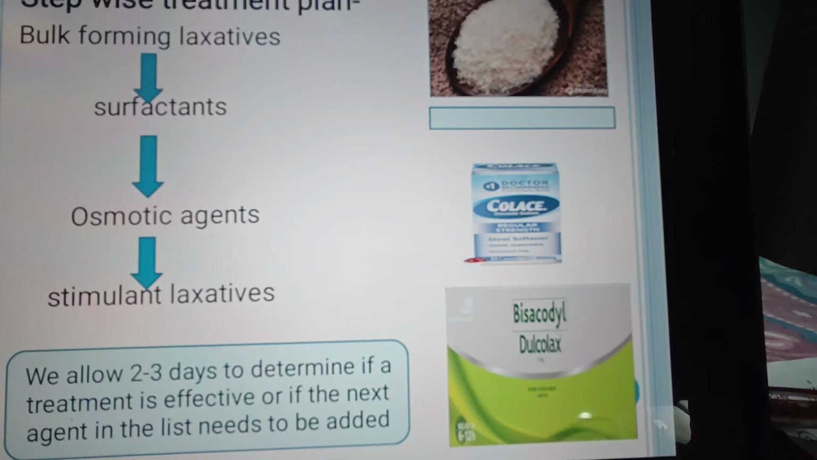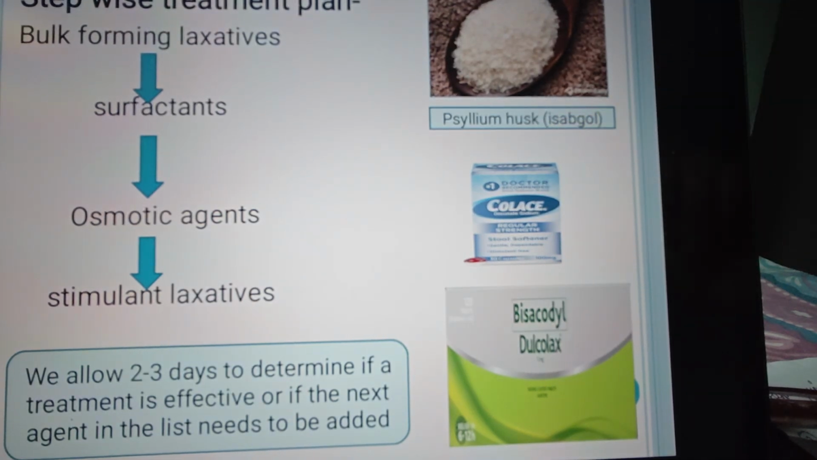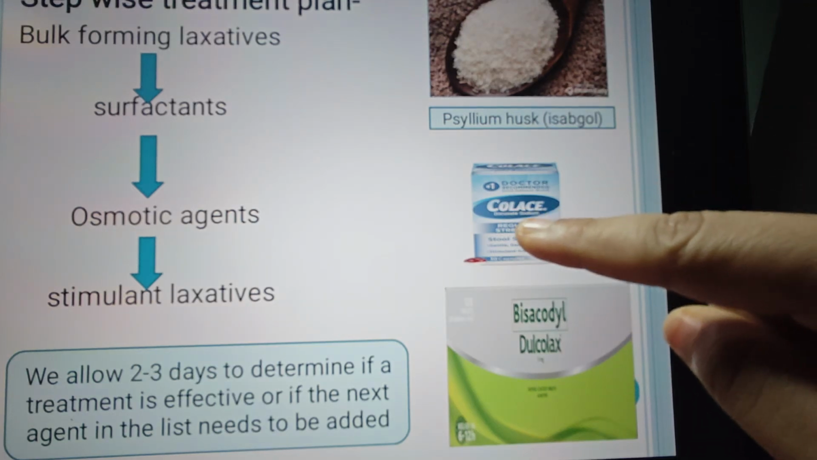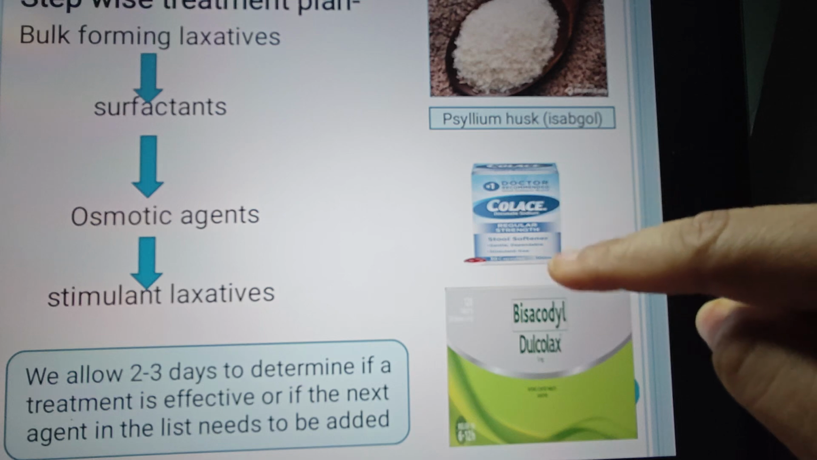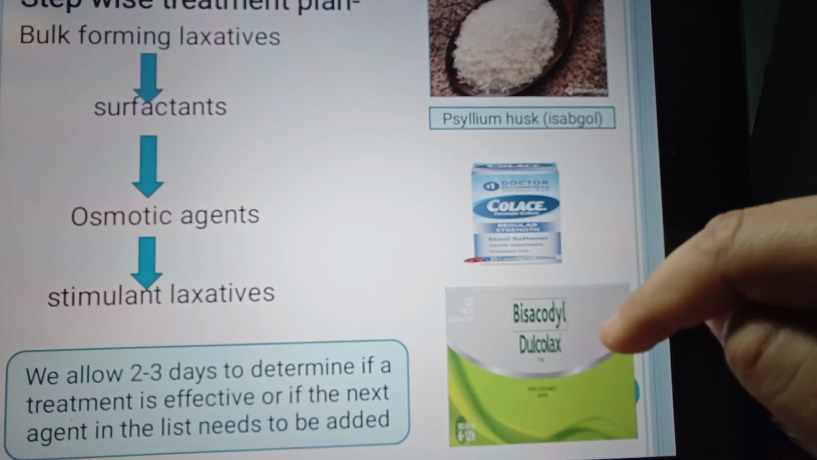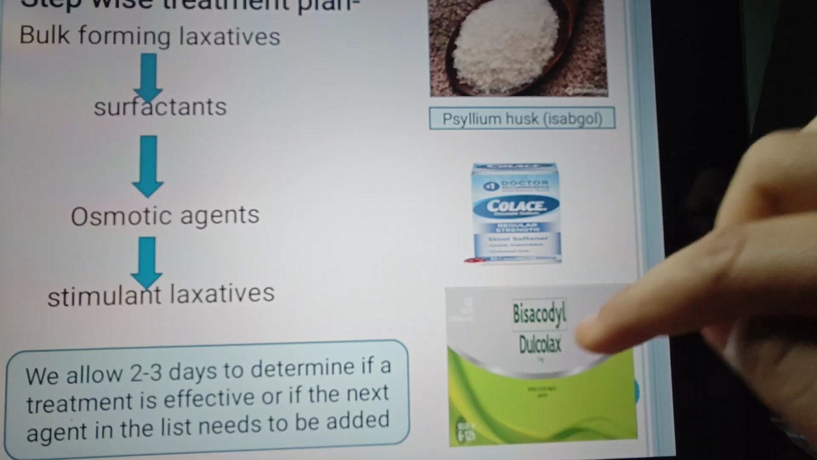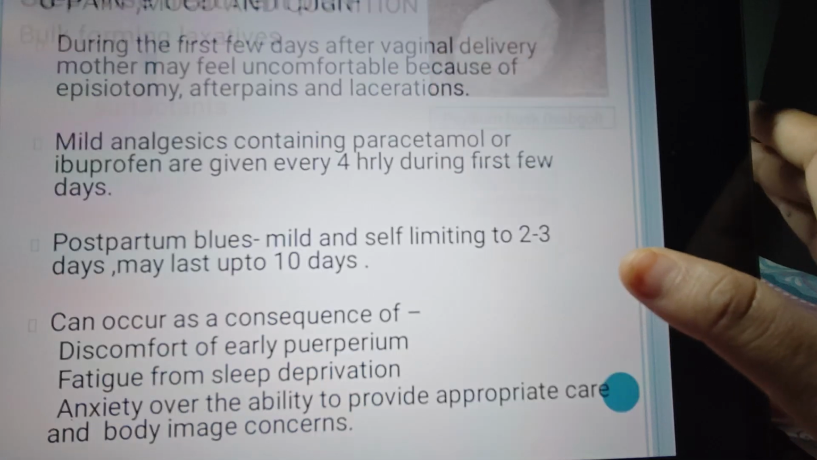So what is the protocol? A stepwise treatment plan is given for constipation. Initially we advise a bulk-forming laxative, like you can see in this image, psyllium husk or isabgol. Then surfactants are advised. Then osmotic agents can be given, like docusate sodium, which is a stool softener and is stimulant free. It comes as a 100 milligram tablet. And then if osmotic agents are also not working, we can advise stimulant laxatives like Dulcolax or bisacodyl. We allow 2 to 3 days to determine if a treatment is effective or if the next agent needs to be added.